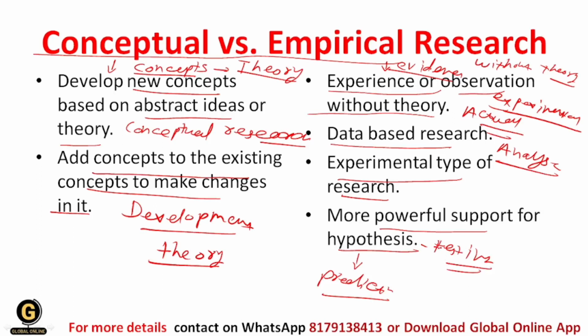It is more powerful support for the hypothesis because in this type of research we check whether some variables are affecting other variables. If some variables affect the other variables, then this type of research is successful, because it is worthwhile to know the effect of the variables on the other variables. That's why we do empirical research.